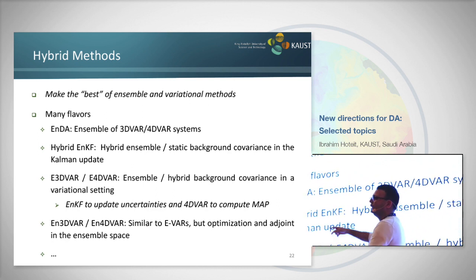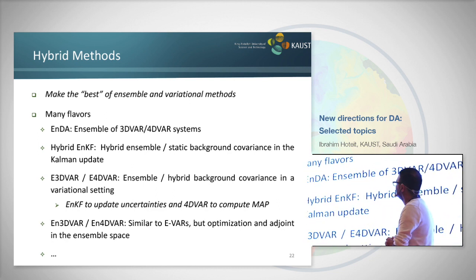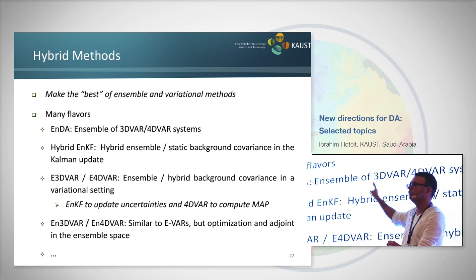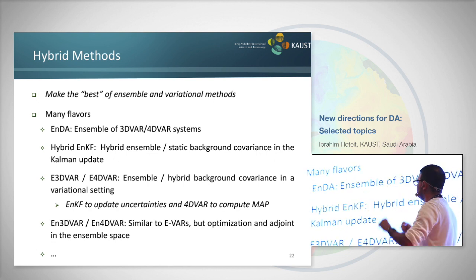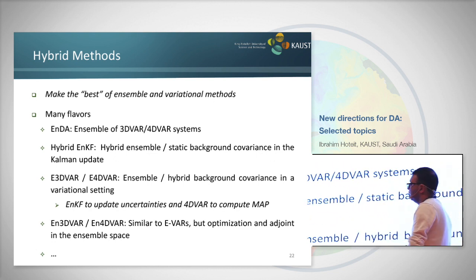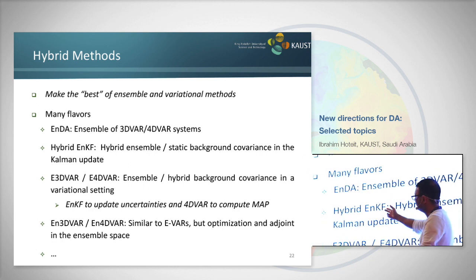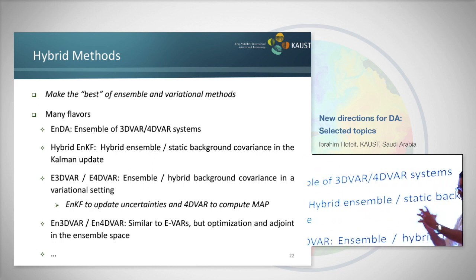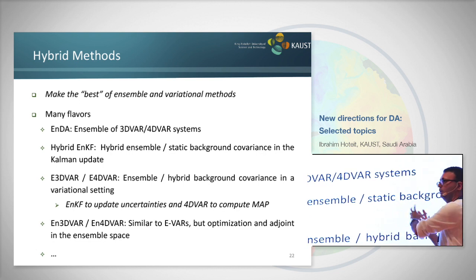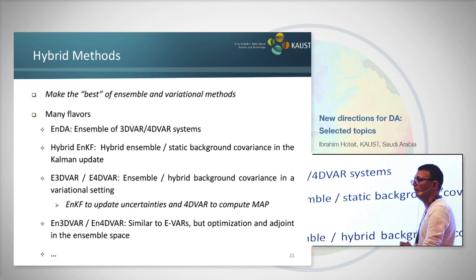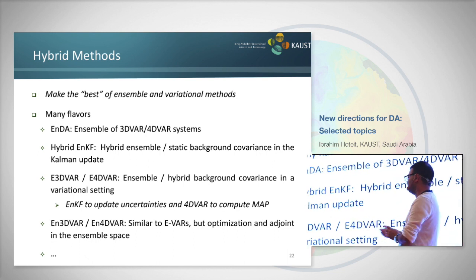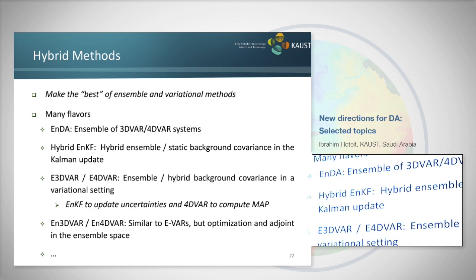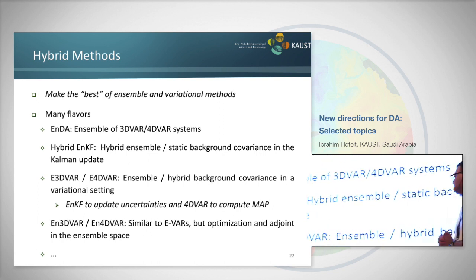One flavor is what we call EnDA, Ensemble of Data Assimilation. So basically, you have an ensemble of 3D-Var or ensemble of 4D-Var running. It's expensive, but you can do it. The hybrid EnKF, which I talked about before, is just, when you get the covariance of the ensemble, you add to it a static background, and you apply the Kalman update as usual. E3D-Var, E4D-Var is basically getting a hybrid covariance and putting it in 4D-Var or 3D-Var. Okay?